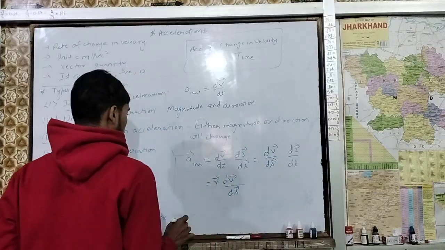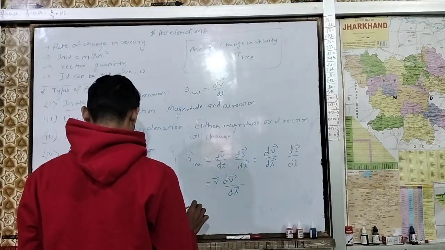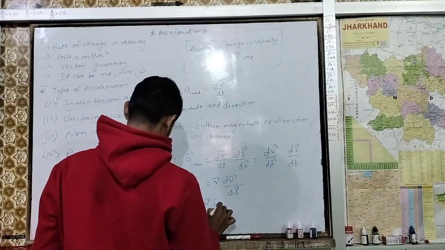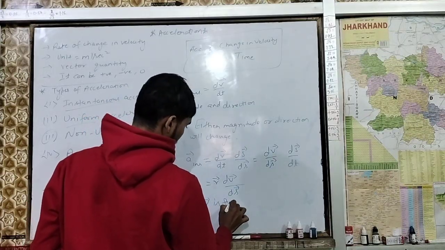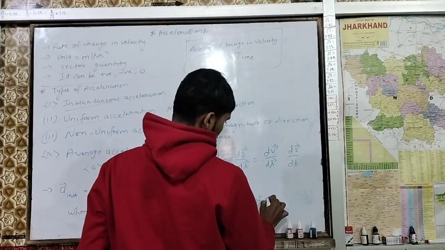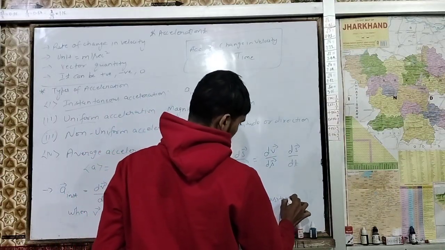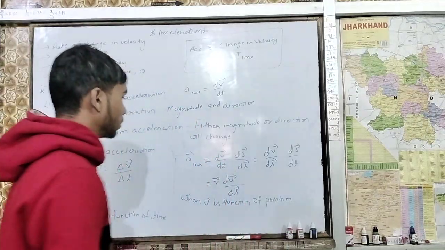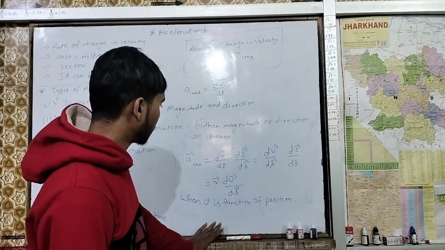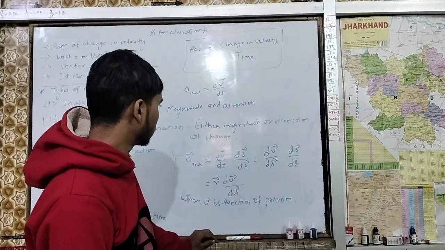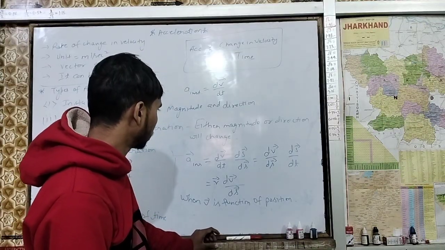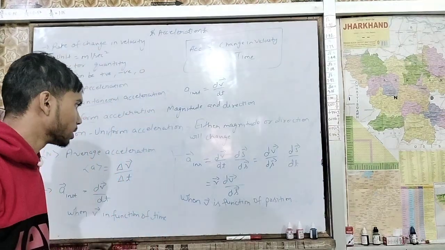But we will use this formula when time is not given. When we find there is a function of a position, when time will not be provided by the equation, then use this formula, where v is the velocity and s is a displacement. Clear? S is a displacement.